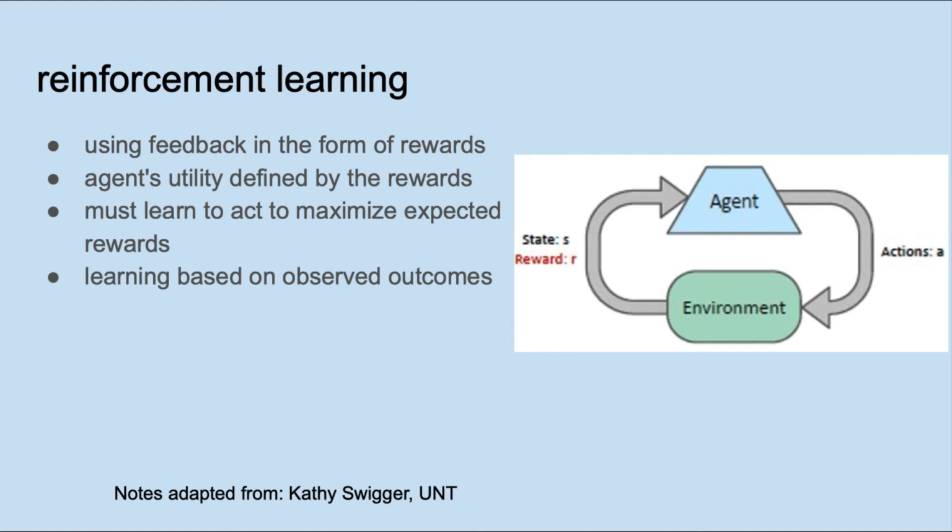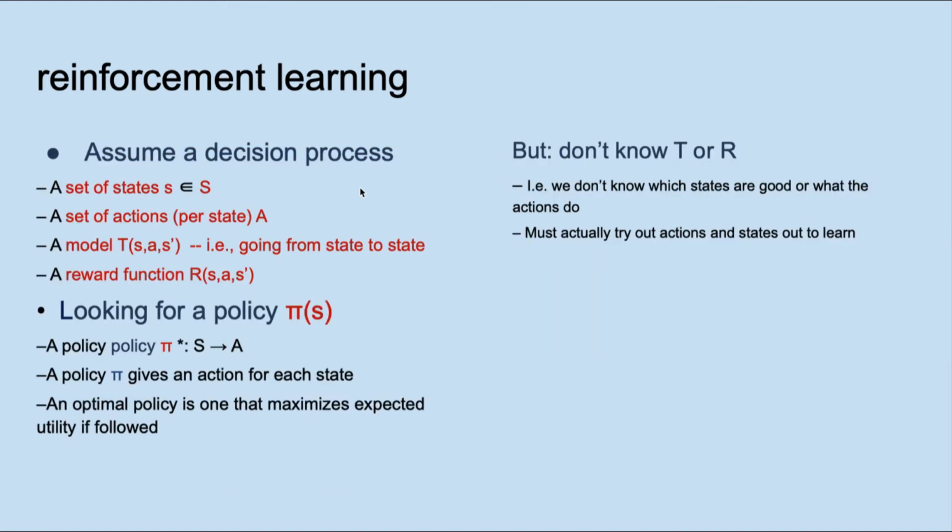I'm sharing notes here from my AI professor at UNT, Kathy Swigger, who was also on my PhD committee. So we have an iterative process here where an agent will take an action, and there'll be a predefined set of possible actions. This action has an effect on the environment and changes the state, and the agent will receive a reward. It does assume some decision process.